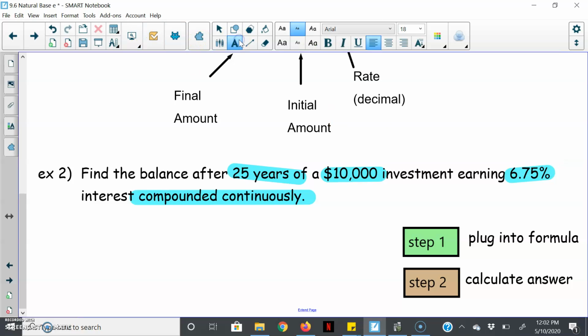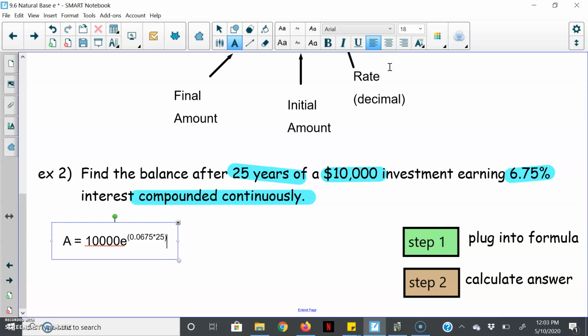So let's plug the stuff into our formula. Our amount is equal to our principal amount of $10,000 and then E, and we are going to raise that to parenthesis. Our rate is 0.0675 because I got to move a decimal place 2 places over to turn a percentage into a decimal, and then times number of years, 25.